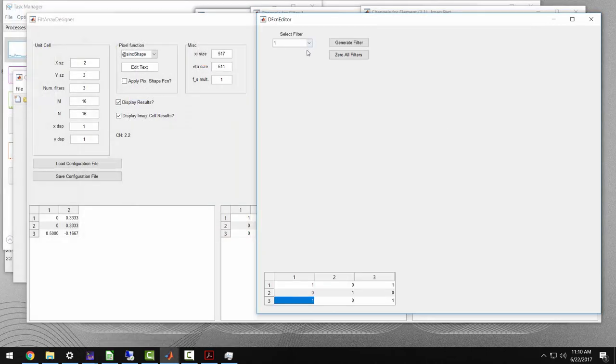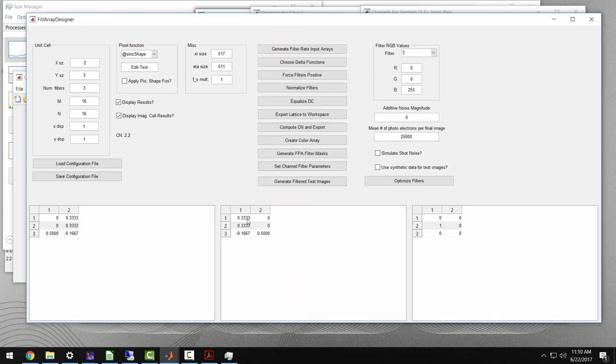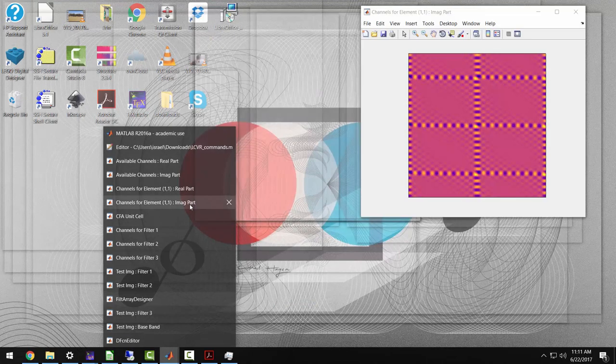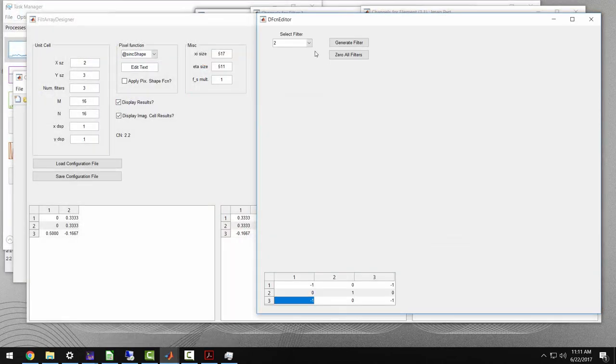Now we can click on filter 2. Remember, this is our green filter. Let's just change these to -1. And click generate filter. You can see it creates these filter values. Now there is negative, which is not possible, so I'll show you how to deal with that in a second. And finally, look at our available channels.